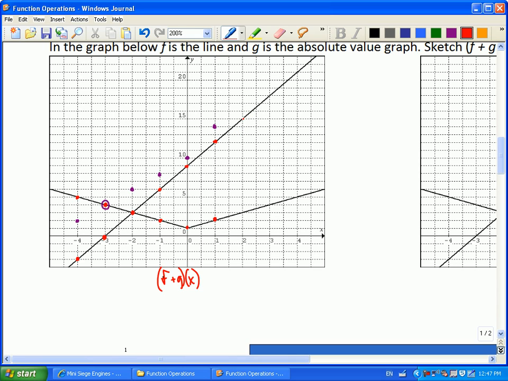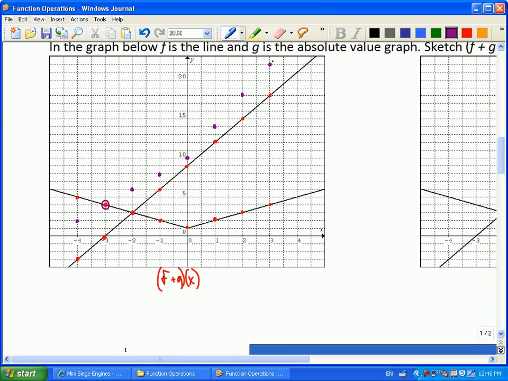Okay, so maybe I'll try just a couple more points. I think I'm getting the picture here. So 3 and 15 is going to go up to 18 this time. So that'll be there. And I'll do one more. This is 4 and 18, so that'll be 22.